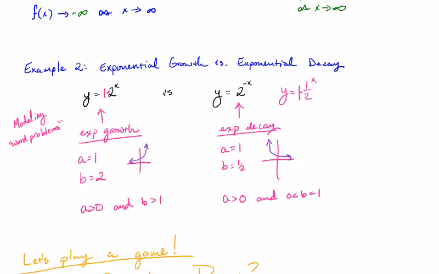So a couple things. One, you don't always get exponential growth and decay. These are not the only exponential functions that there are, because if a is negative, then it just reflects it over the x-axis, but we wouldn't consider it exponential growth or decay.